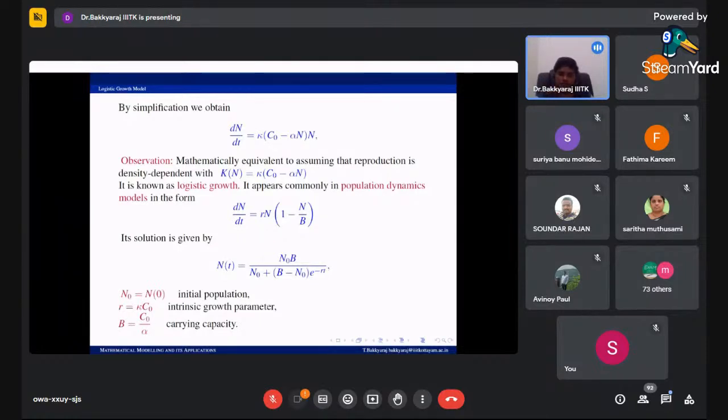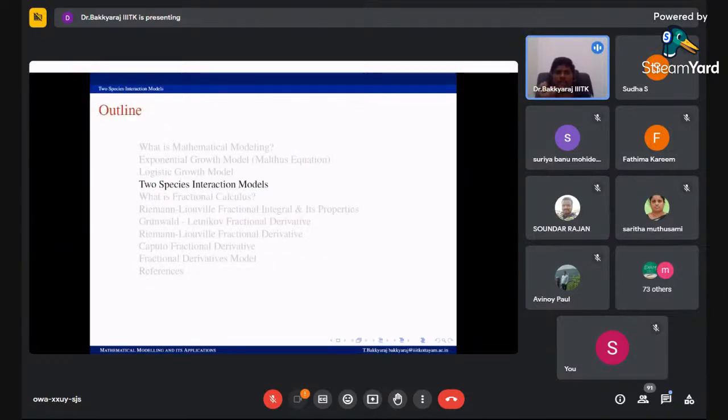Okay, so this is the one modeling of biological phenomena. Okay, the next model, this is very famous, I hope you are all familiar with it, the two species interaction model, or the Lotka-Volterra model, or predator-prey model. Okay, this is a very famous model. Let us spend some time on that.